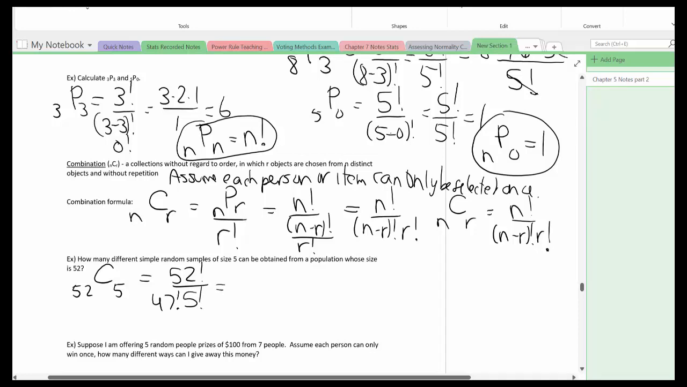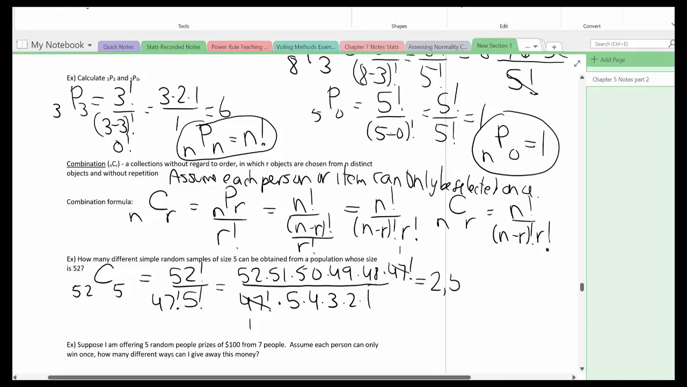So we can write this out. I'm going to write it like this. I don't want to go all the way down to 1, so I'm going to stop at 47 factorial. 47 factorial, 5 times 4 times 3 times 2 times 1. These divide out. So again, 52 times 51 times 50 times 49 times 48 divided by 5 times 4 times 3 times 2 times 1 is this.